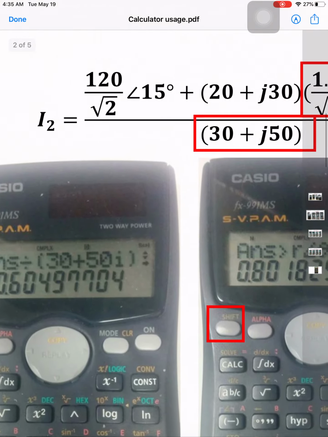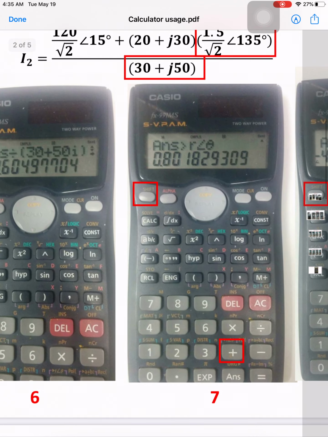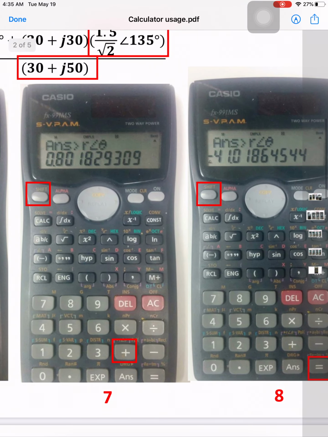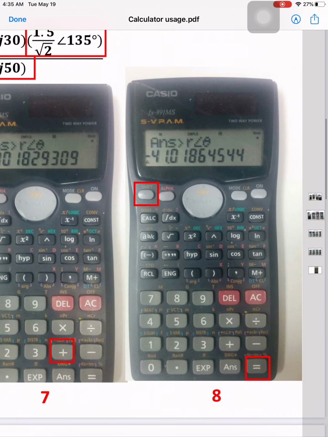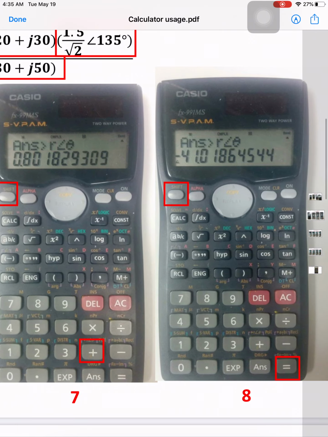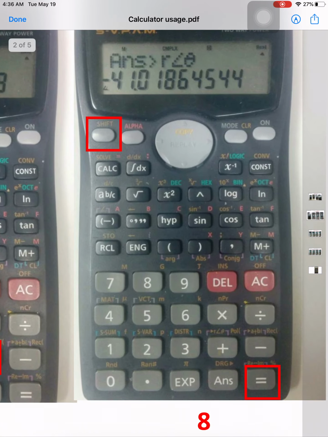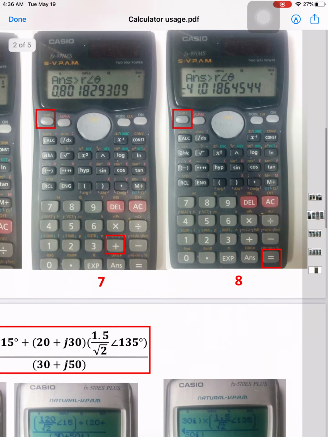To move it to polar, we press shift plus and equal. It will give you the magnitude, and to get the angle, you press shift equal. So with this single line calculator, to get the other line, you press shift and equal. So this shift and equal will give you the second line.